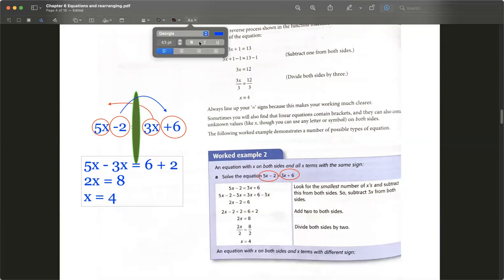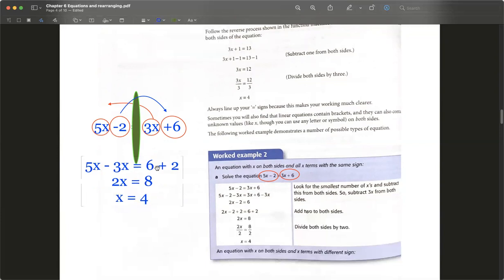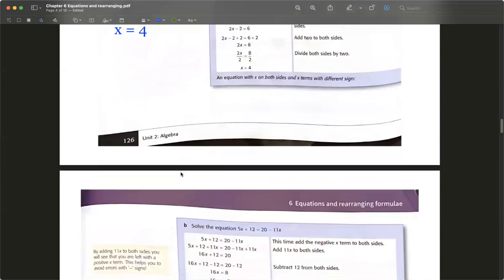In this manner, we can actually solve. When we solve it, it means we can find out what the x value is. So if you want to test it, we can put it in here. 5 times 4, 20 minus 2, 18. Same thing here, 4 times 3, 12 plus 6, 18. So this is correct. X is equals to 4 is correct because it makes both sides equal.